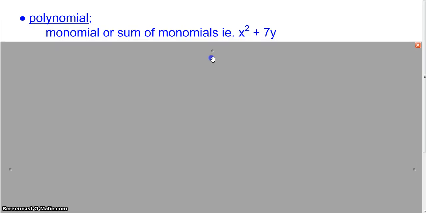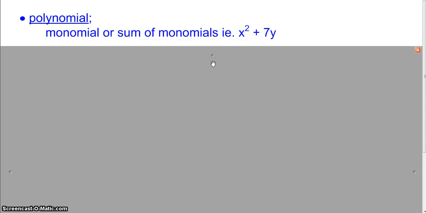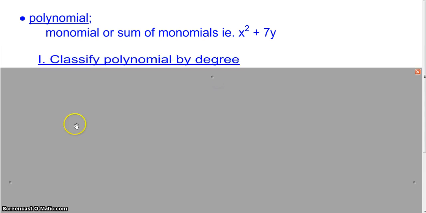Okay, so if those are monomials, what do you think a polynomial has? 2 terms or 3 terms or 4 terms or whatever. More than one term, right? Okay, so a sum of monomials. We will classify polynomials in different ways. One way is by degree.